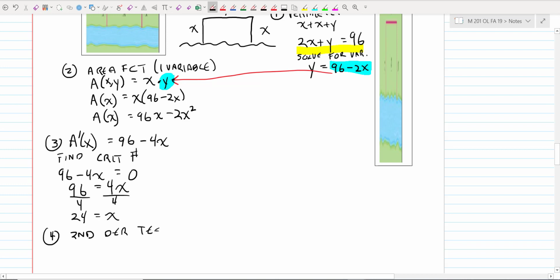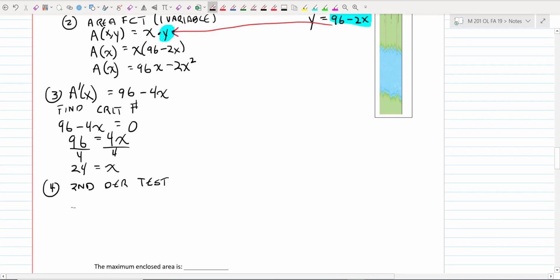And the second derivative test is used to verify that that 24 is going to provide a maximum. So what you do on that is, your first derivative is 96 minus 4x, so the second derivative is negative 4. And what that means is, if you think about how a second derivative relates to concavity and points of inflection, I usually tell students to remember the second derivative test this way.